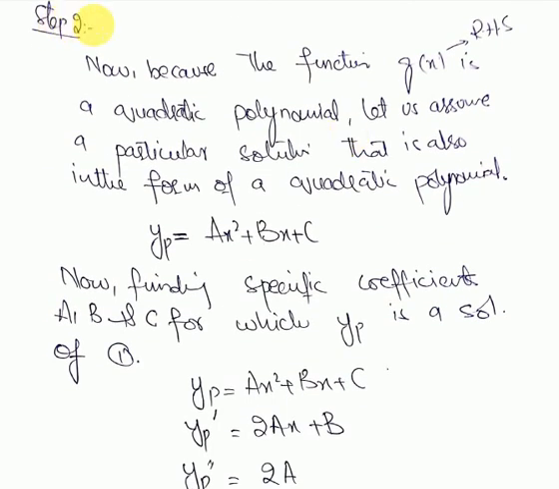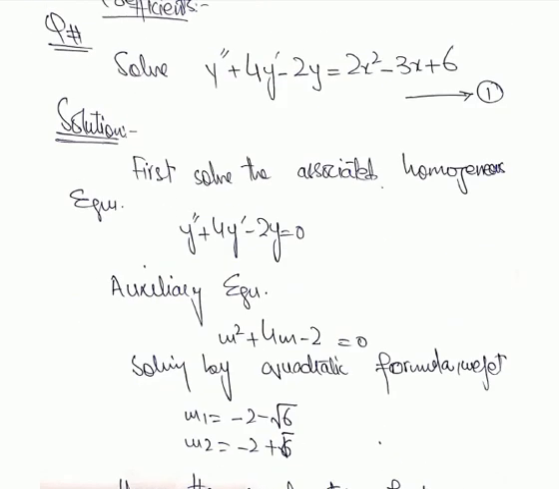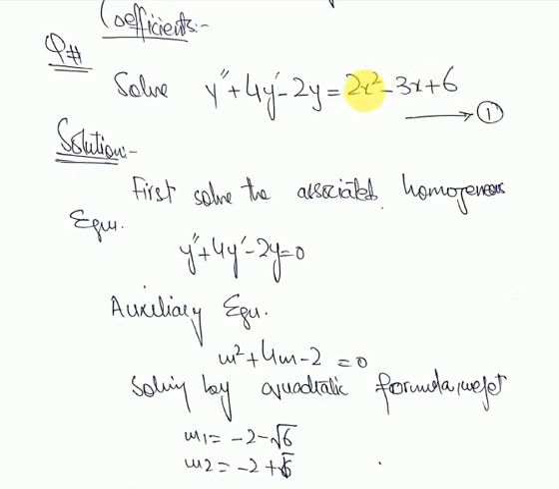Now what is the second step? As the function g of x, meaning the right hand side, is a quadratic polynomial as given in the question, let us assume a particular solution. Whatever the function g of x is, our particular solution will be like that function. So we will assume a particular solution that is also in the form of a quadratic polynomial. We have been given the right hand side as 2x square minus 3x plus 6. This is g of x.